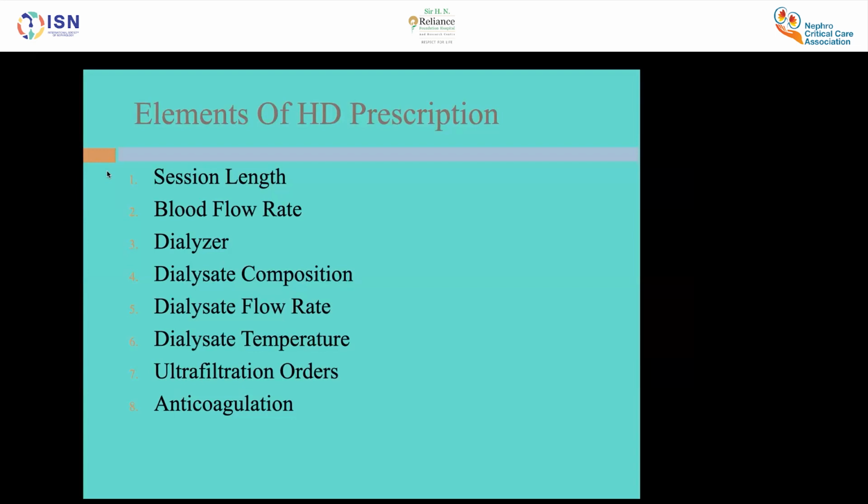Then obviously the anticoagulation will come. And if you want some monitoring to be done during the dialysis, obviously cardioscope monitoring, blood pressure and glucose monitoring have to be done. Apart from that, if the patient has dysnatremia or dyskalemia and you want sodium and potassium to be monitored, all this has to come in the entire dialysis prescription as well.